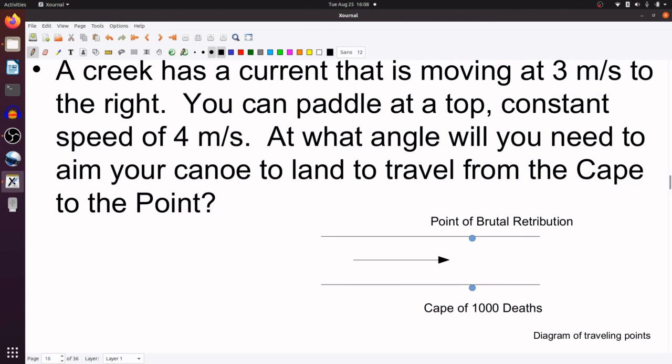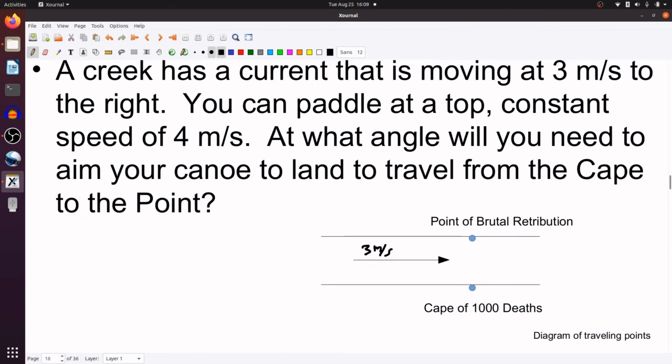Okay, last one. A creek has a current that is flowing at 3 meters a second to the right, so that's my current speed. You can paddle at a top constant speed of 4 meters a second, so you're not accelerating. You can only go 4 meters a second. You can't slow down, you can't speed up, you just go 4. At what angle will you need to aim your canoe to travel from the cape to the point?